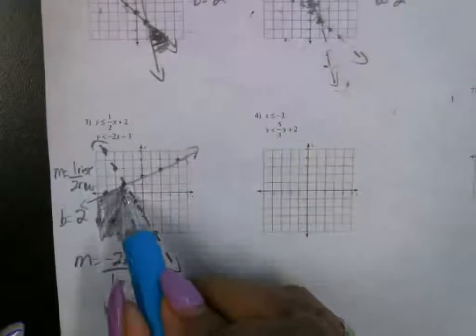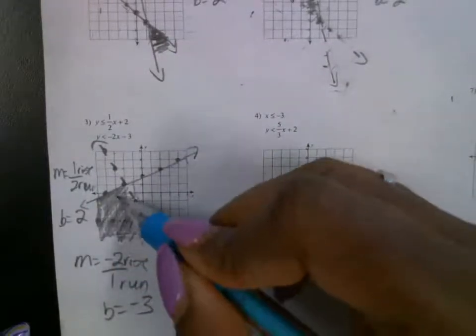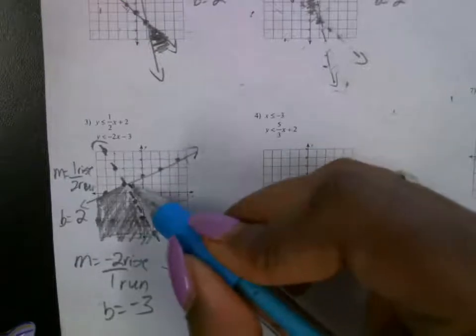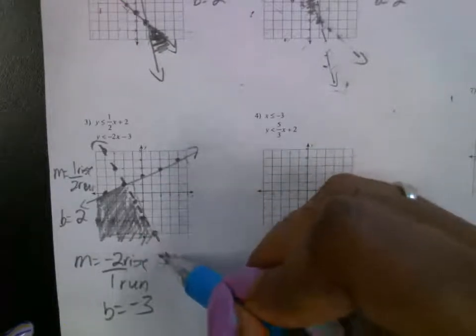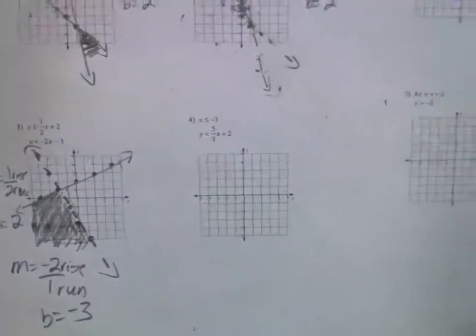So all the points that are on this solid line is a solution. All the points in a shaded region are the solution. But if it's on a dash line, it's not a part of the solution. Okay? Let's look at number 4.